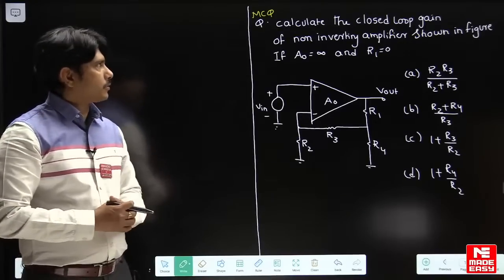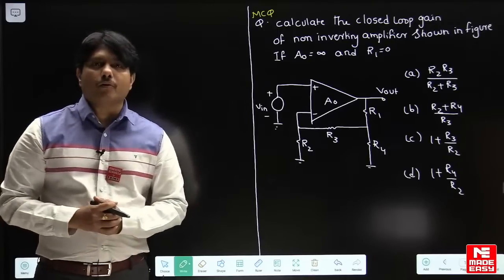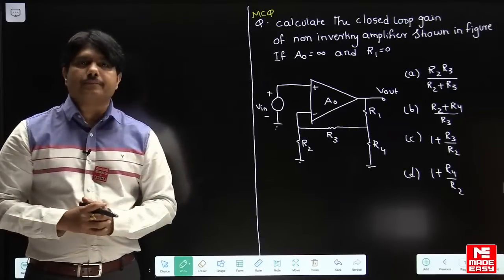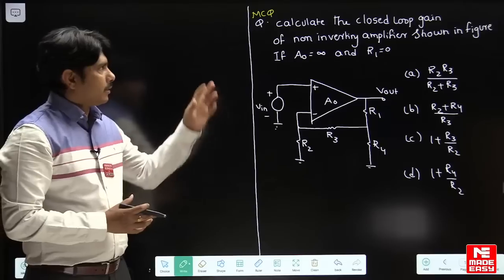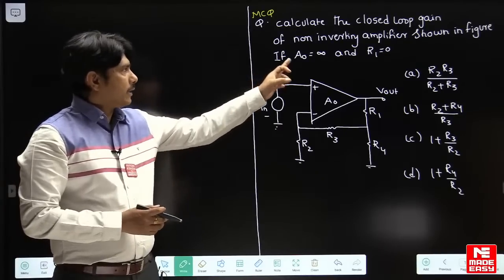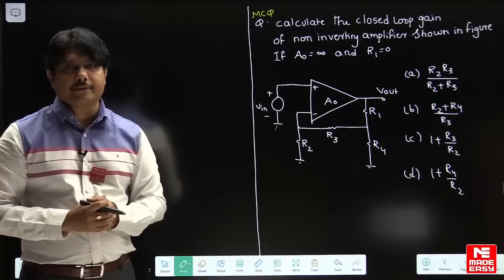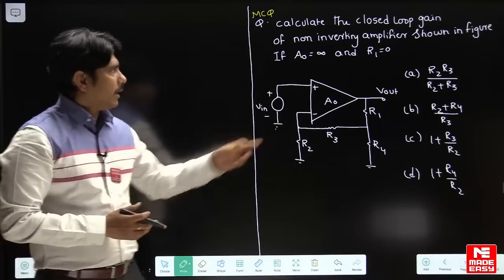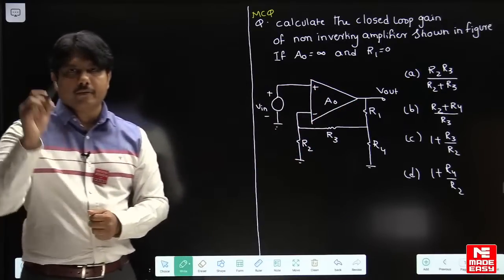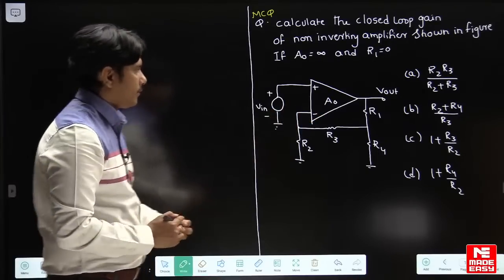Now if you see this question, read it one time. Calculate the closed loop gain of a non-inverting amplifier shown in the figure. If A0, which we call the open loop gain, is infinite. He has given the condition, and R1 is 0. He made R1 as 0, which means we can make it a short circuit. So if you make this R1 a short circuit, how does it look?